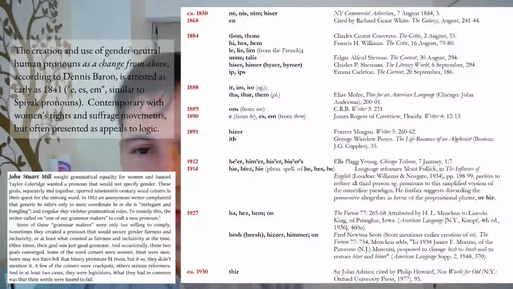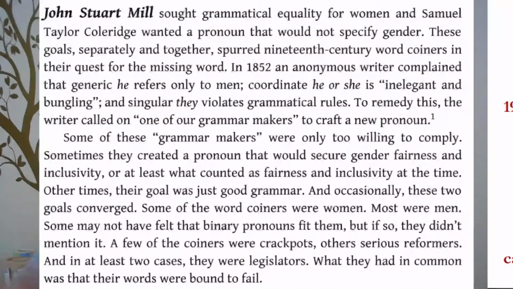All right, and actually I'll refer to John Stuart Mill, who sought grammatical equality for women. Samuel Taylor Coleridge wanted a pronoun that would not specify gender. These goals, separately and together, spurred 19th century word coiners in their quest for the missing word. In 1852, an anonymous writer complained that the generic he refers only to men.